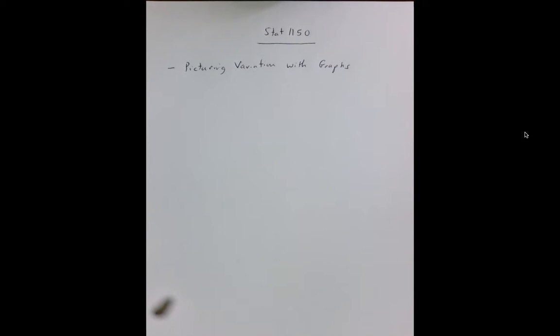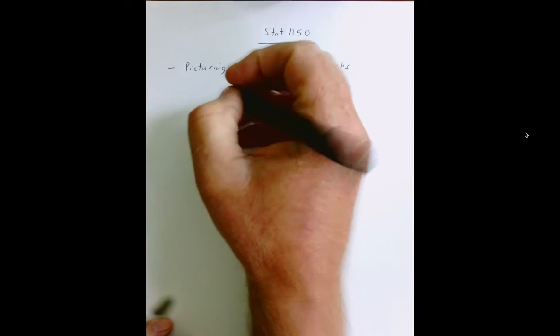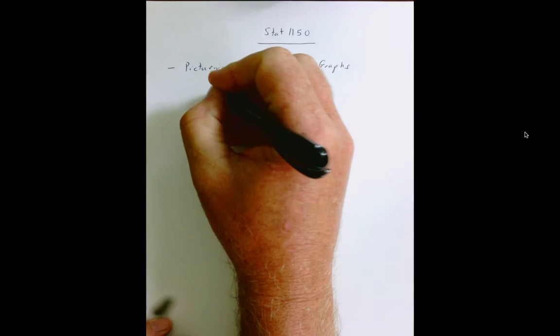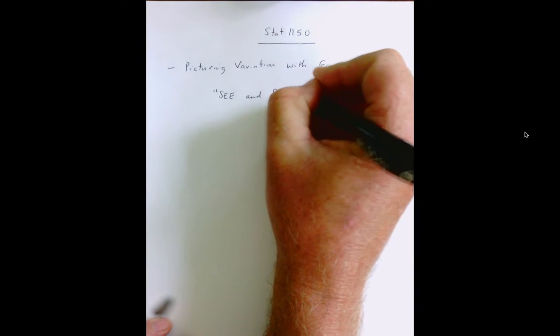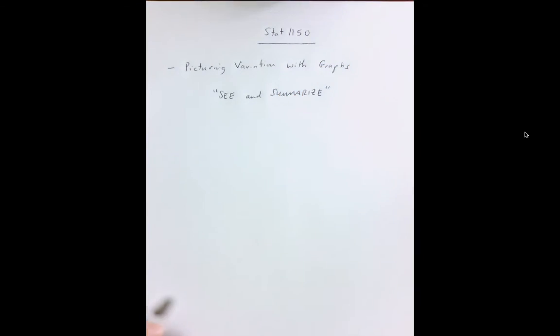Hey guys, Stat 1150. The title of this video is Picturing Variation with Graphs. I guess the overarching goal of what we want to do here is to see and summarize our graphs. We have data that's been collected, and we want to come up with creative ways where we can see and detect patterns, because ultimately the patterns will tell us a lot of important things about the numerical summaries, which we'll get into very shortly. Not in this video, but in an upcoming video, and we will be able to summarize these distributions. So see the patterns and summarize the patterns that we see.